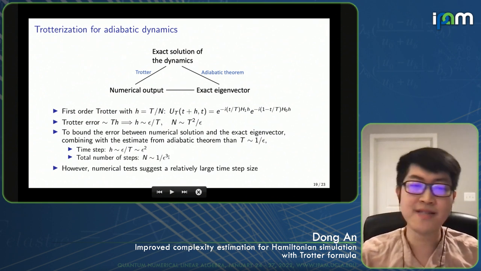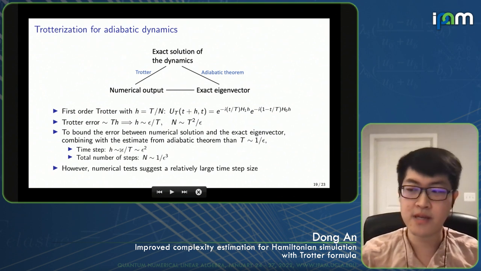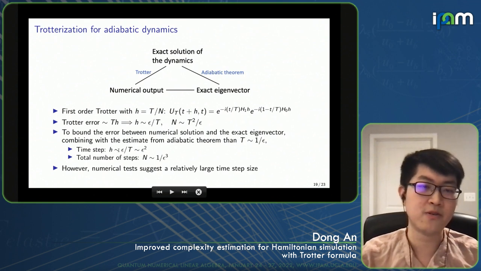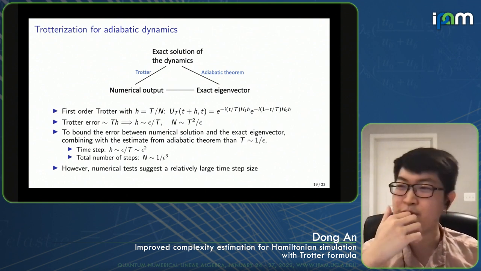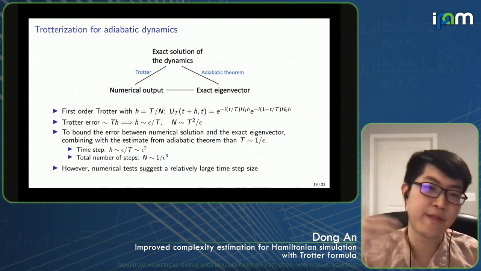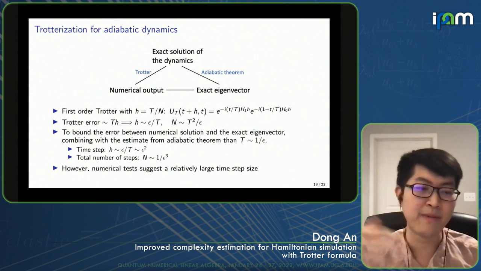But here the point is that to control the Trotter error, the standard method is telling us that the time step size should be small enough, like epsilon over capital T for the first order Trotter. But I would like to say that there is a gap between the theoretical understanding and the heuristic or experimental result.